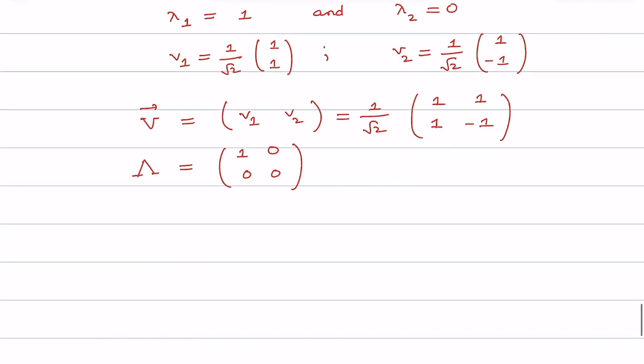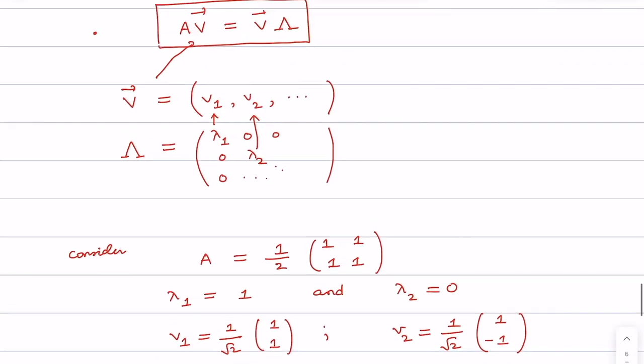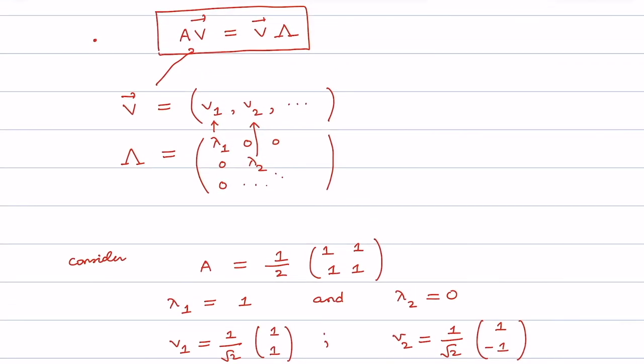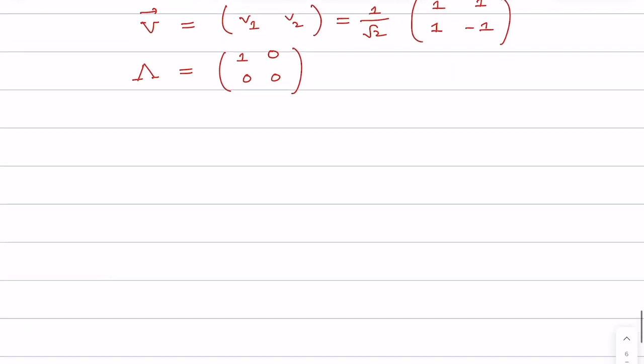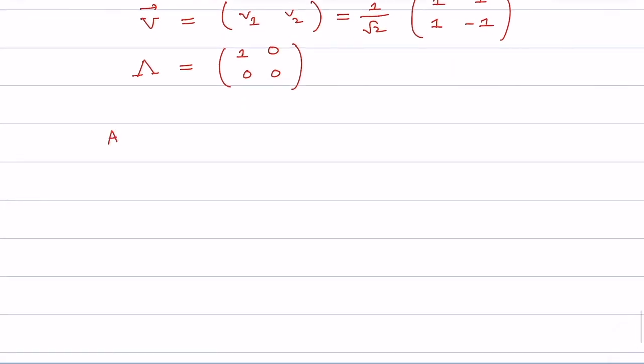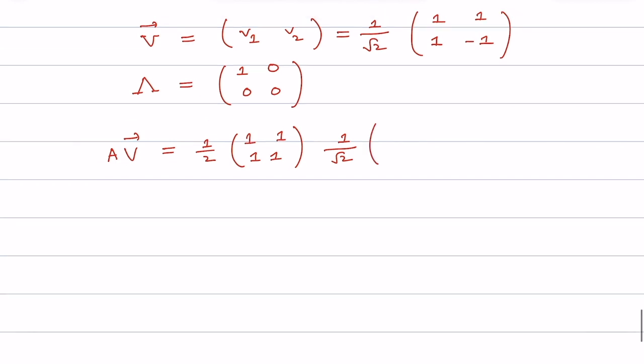Now, let me quickly verify whether the relation that I have written here is obeyed by the matrix A or not. To do that, let me first multiply A and V. A matrix is half [1, 1; 1, 1], and V matrix is 1 by root 2, [1, 1; 1, minus 1]. If you do the multiplication, you will get 1 by root 2, [1, 0; 1, 0]. Let us say this is my equation number 1.